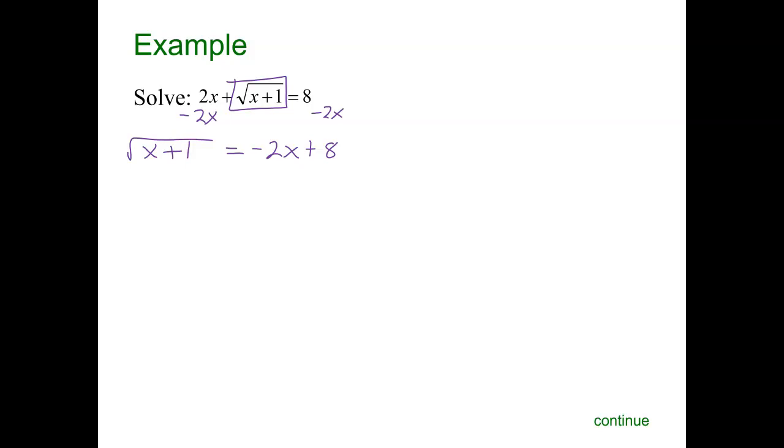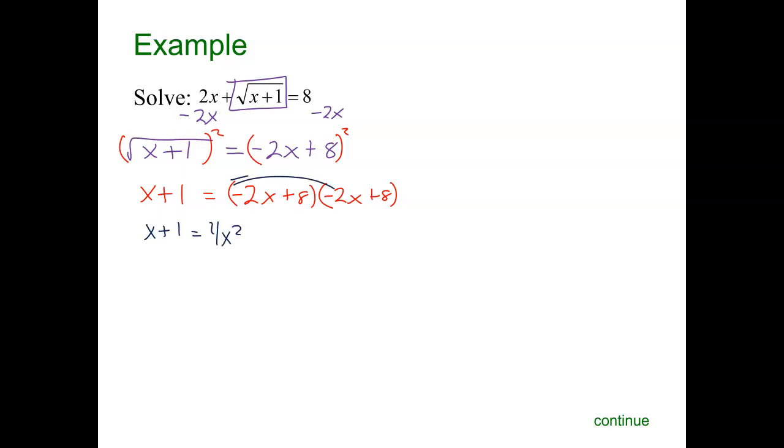And you square it. And you get rid of that radical. Second power. Okay, and square both sides. So I get x plus 1. Then how do I square negative 2x plus 8? Write it twice. Okay. So x plus 1 equals 4x squared minus 16x, and again minus 16x, plus 64.